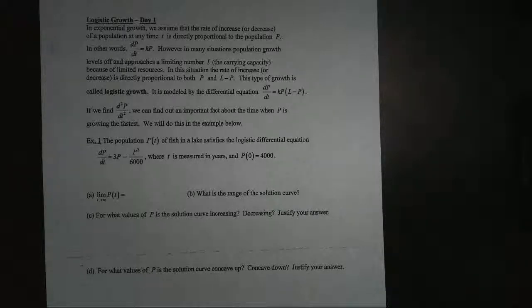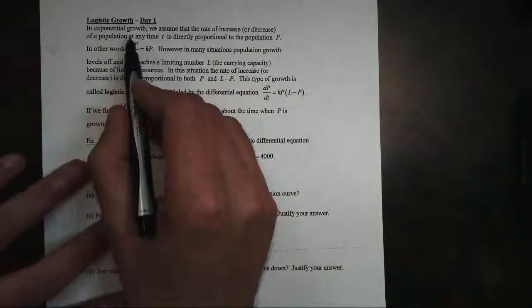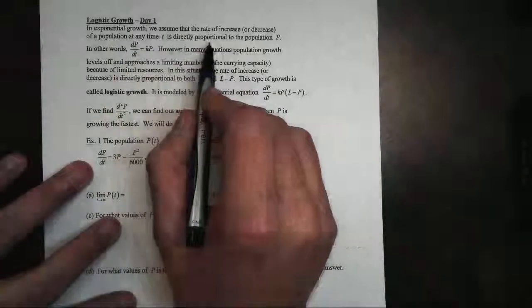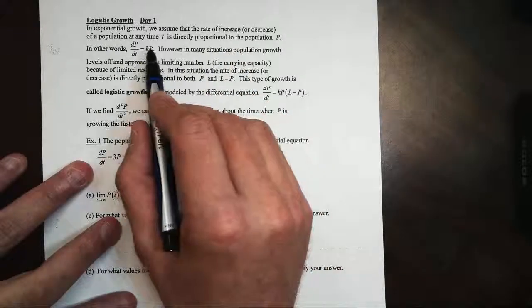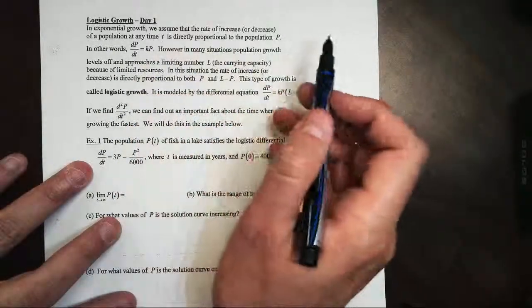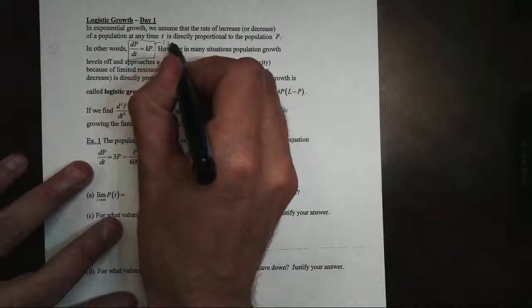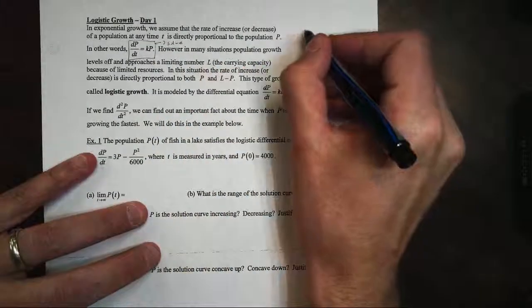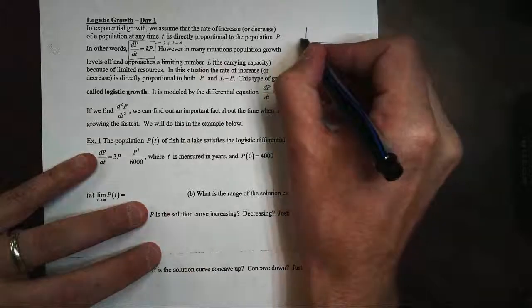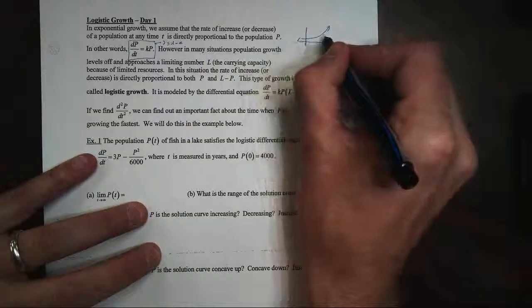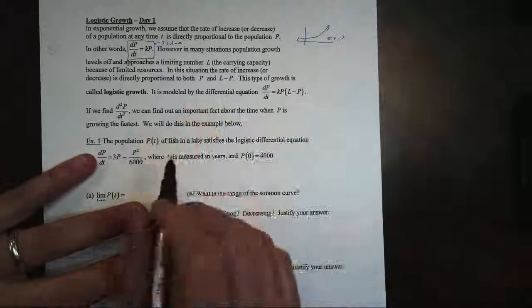Welcome to part 2 of logistic growth. Now in the past we've talked about exponential growth. We assume that a population is directly proportional to its population at any given time. And we had this differential equation, dP/dt equals k times P. And we solved this. If you need to go back, that's when we solved differentials. Now, that was exponential growth, and our equation would look something like this. It's our exponential growth equation.